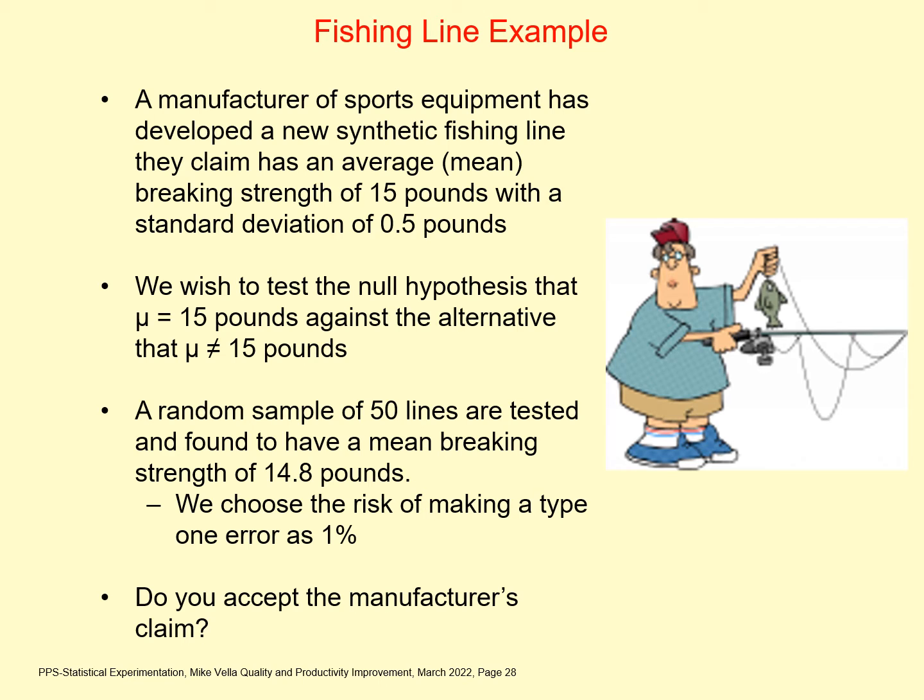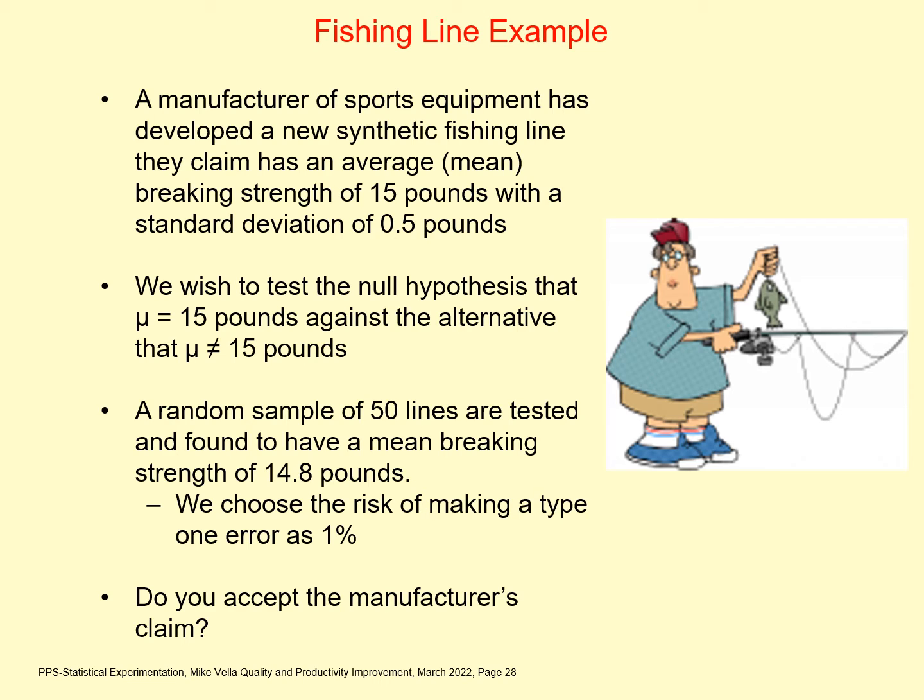How about another example? A manufacturer of sports equipment has developed a new synthetic fishing line they claim has an average, that is a mean, breaking strength of 15 pounds with a standard deviation of 0.05 pounds. We wish to test the null hypothesis that mu, that is the average, is 15 pounds against the alternative hypothesis that mu is not 15 pounds.